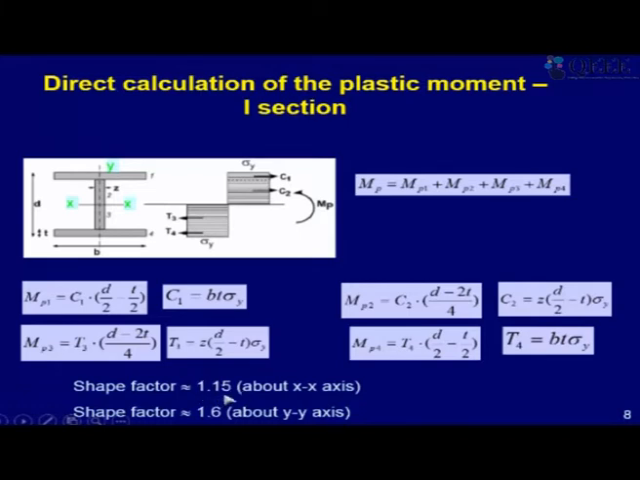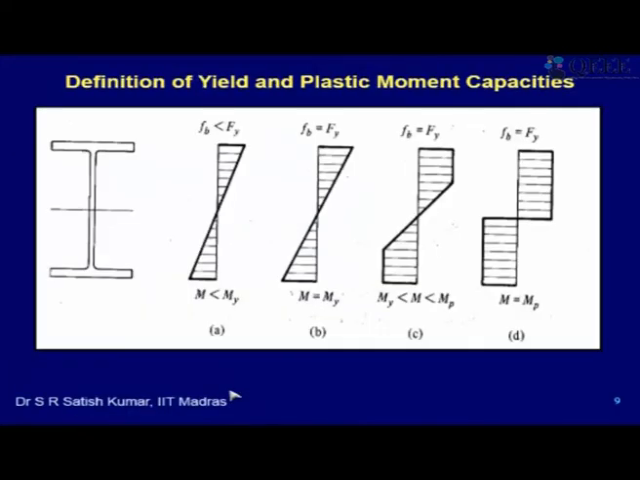So conservatively, for I sections or even channel sections or box sections, we take this value as around 1.12. The shape factor is taken as 1.12. If I don't want to calculate, I calculate My, multiply it by 1.12, and that is my conservative estimate of MP. So that is another way of getting MP. Let's go further. This is what actually happens, gradual plastification across the cross section. We have seen this yesterday also.